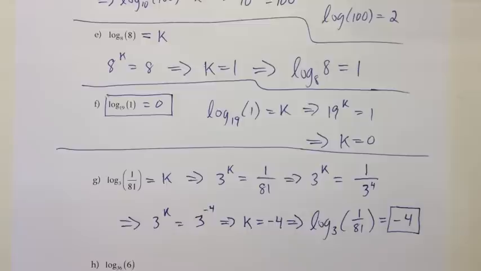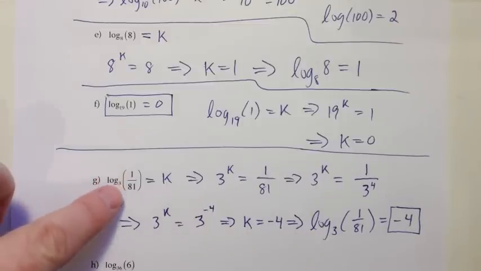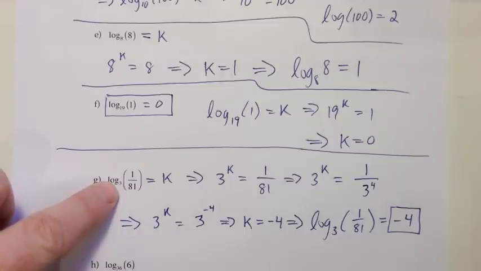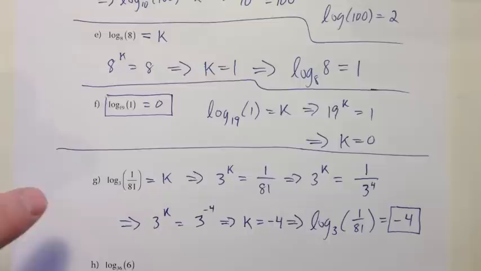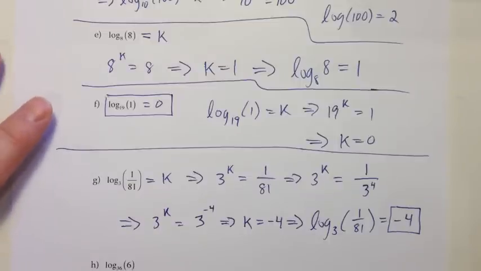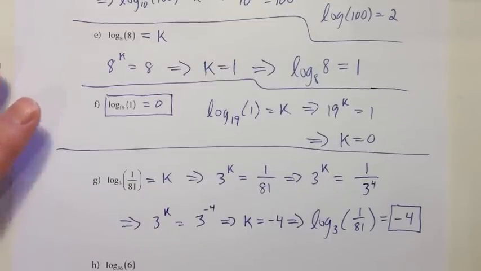So this is something that happens a lot that you'll want to remember: if you get a fraction, and your base was not a fraction, in order to make it one, you need a negative exponent. So when you have a base that's an integer like this, and then inside is a fraction, you should be thinking about negative exponents or a negative answer as a way to get there.